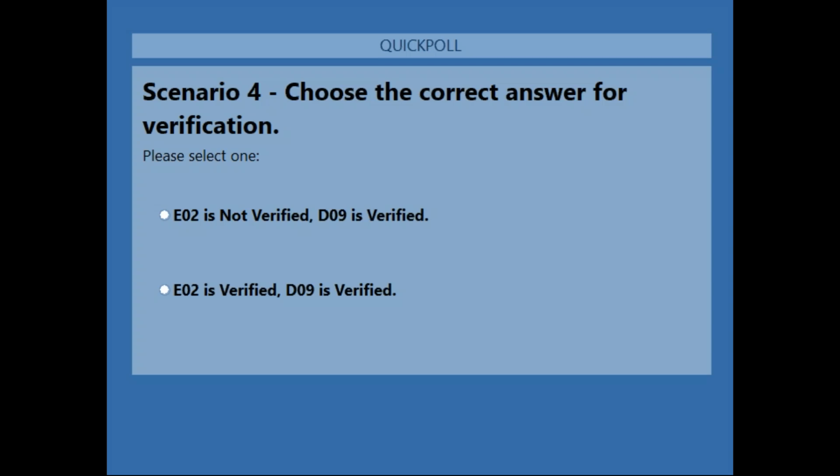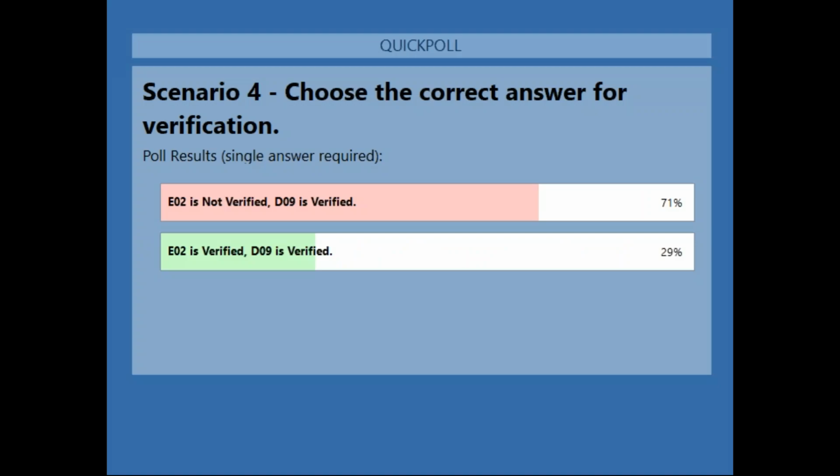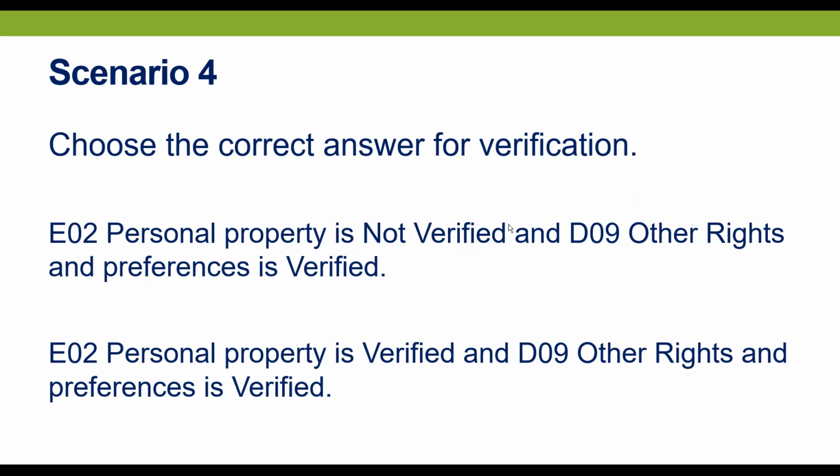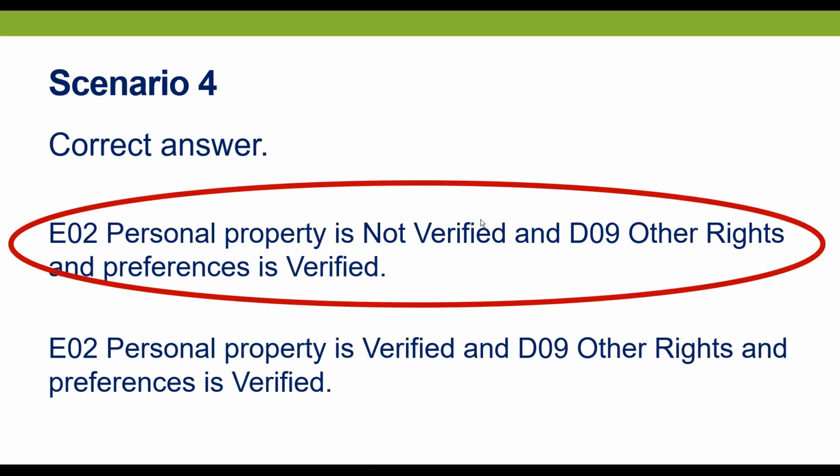Okay, thanks, Katie. I think you can close that. Now let's look at the answers. So 71% said E02 is not verified and D09 is verified. All right, so go ahead and go to the next slide, please. Thank you. And again, the majority are correct.